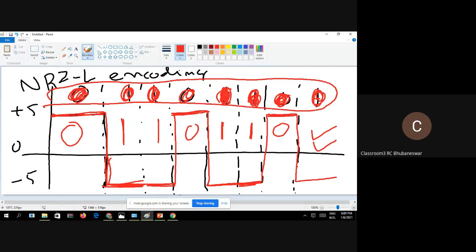Encoding भी कर पाएंगे. आपको 0 0 1 0 if I am giving you, and if I am giving you the signal, you can decode also. Yes or no? Yes. Yes sir. This is the first technique. टेक्निक का नाम क्या है? एनआरजेड एल. Is it okay?